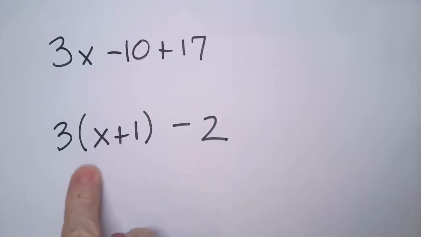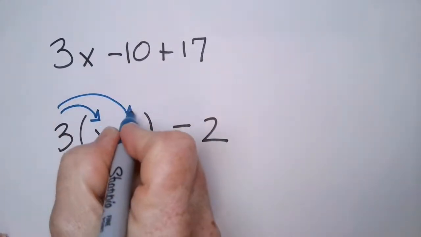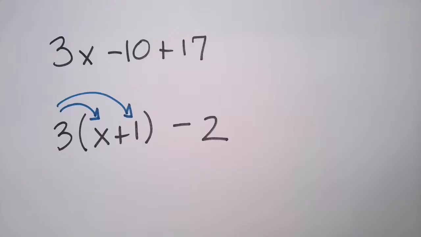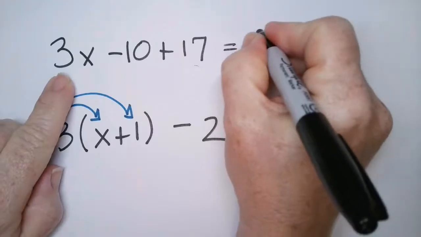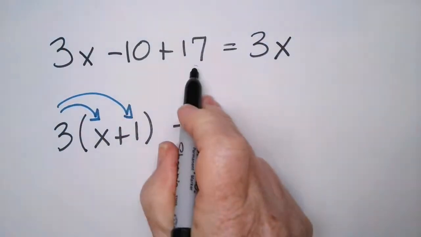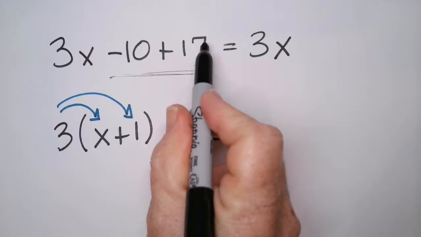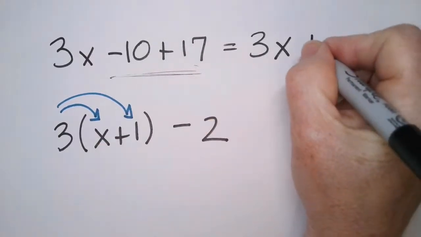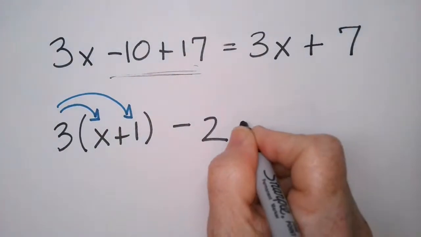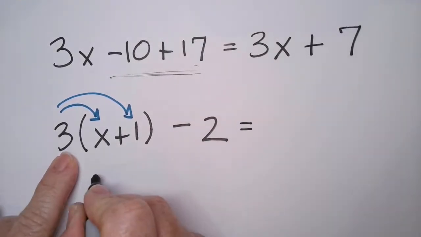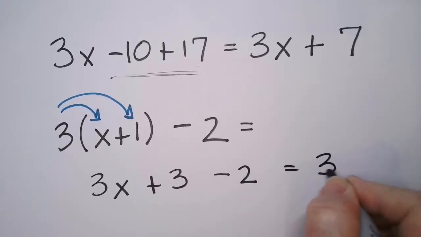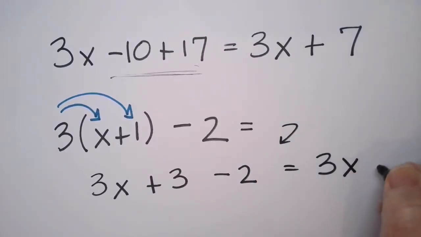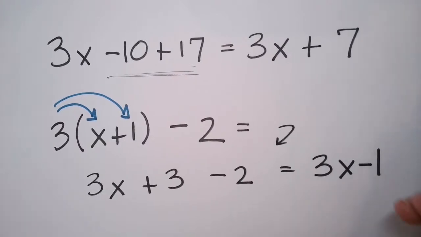Okay, this one is going to have 2 steps in it. You're going to take the 3 times this, and then the 3 times that, and then do it. Okay, let's do the one at the top first. Neither of these have an x, so I'm just going to say this is 3x plus 10 minus 17. So the 17 is larger, so this is going to be plus 7. This one I'm going to do in 2 steps. This is 3x plus 3 minus 2. Which is 3x minus 1.